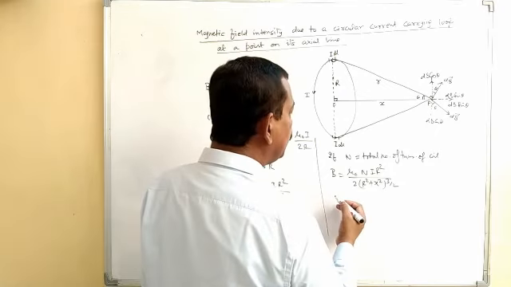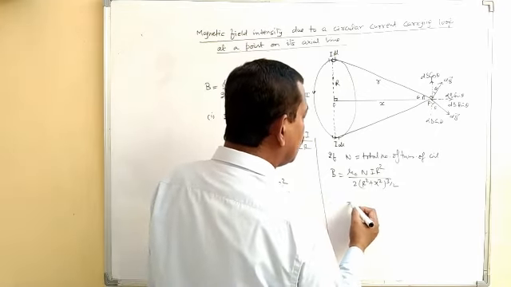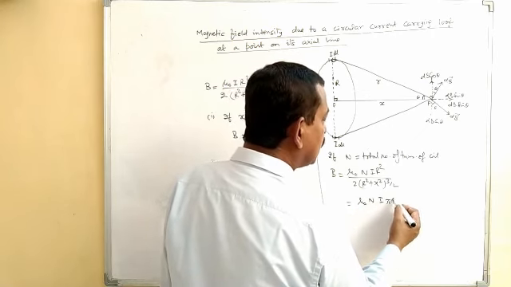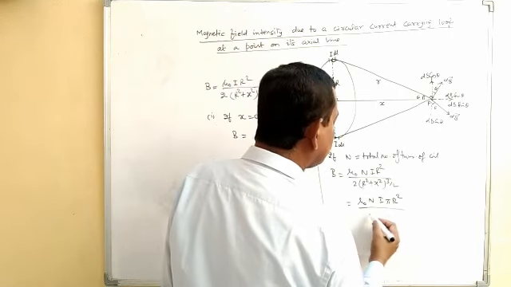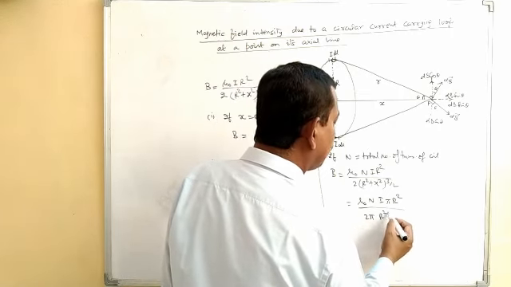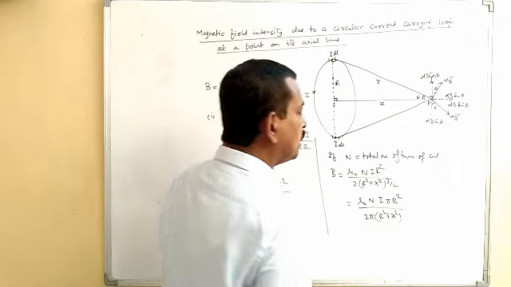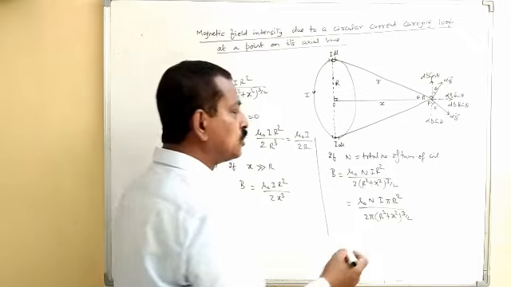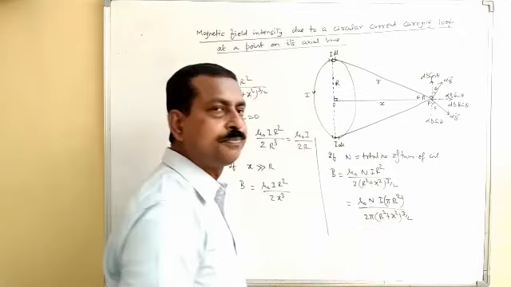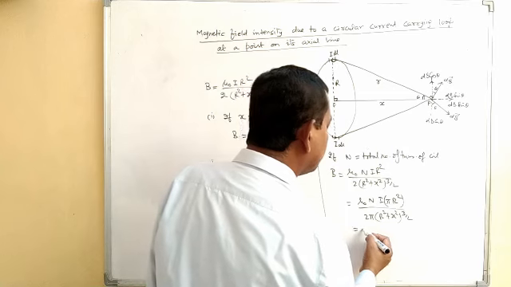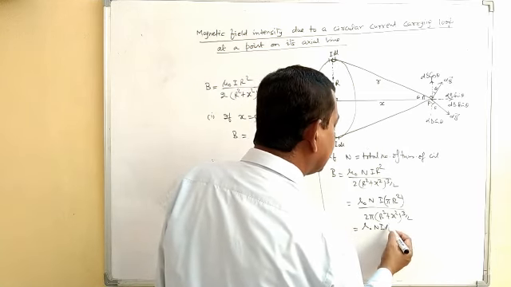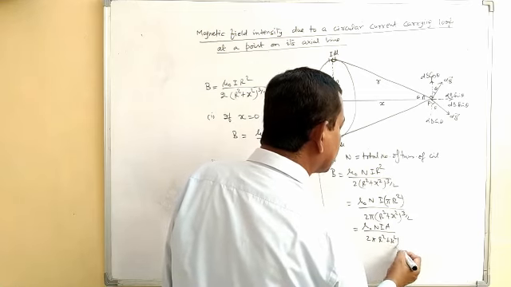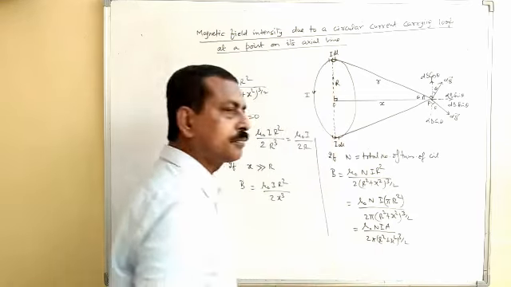Here we have also one term. We can write mu naught N I. Now suppose if I multiply it by pi, it is this term. Now this term is the area of the loop. So this is your mu naught N I A divided by 2 pi (R square plus x square) power 3 by 2.